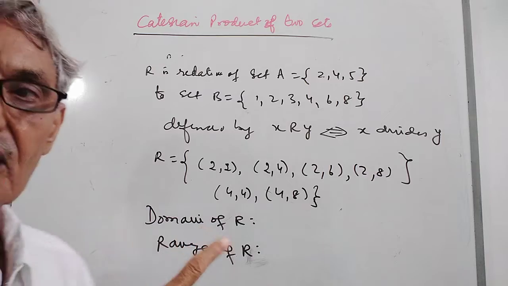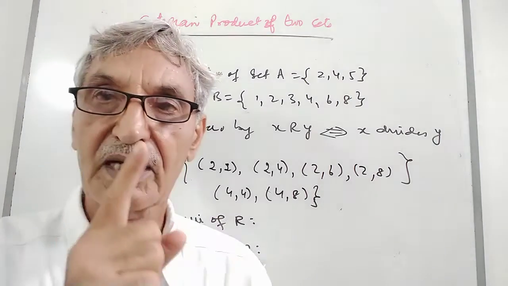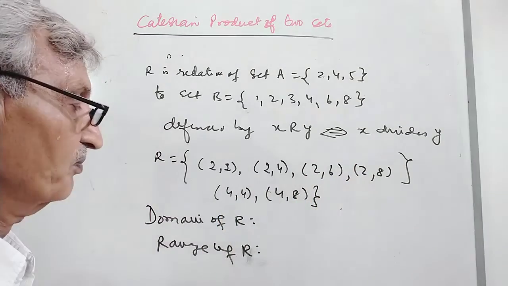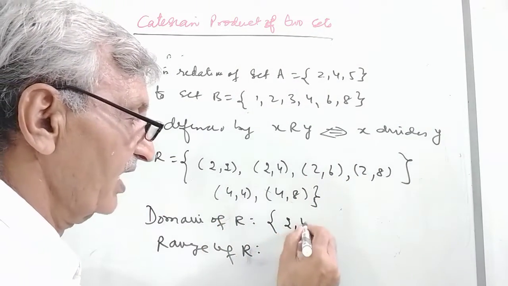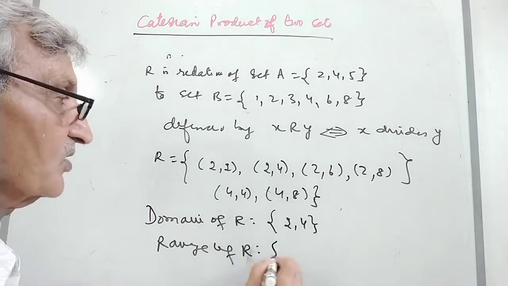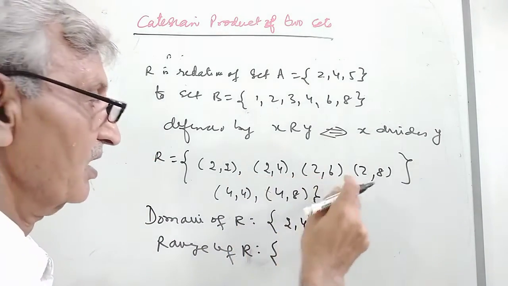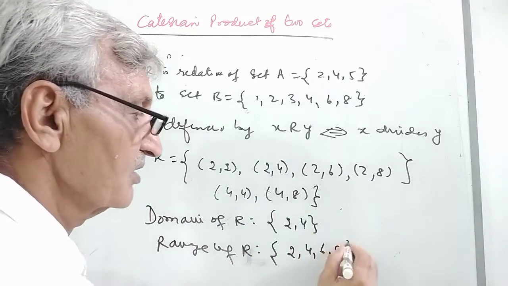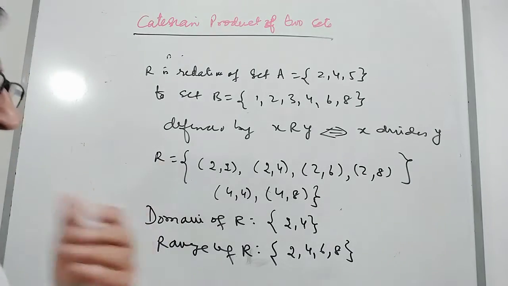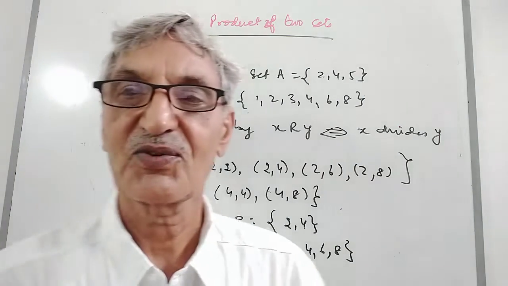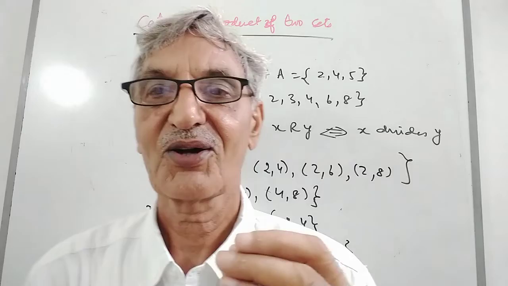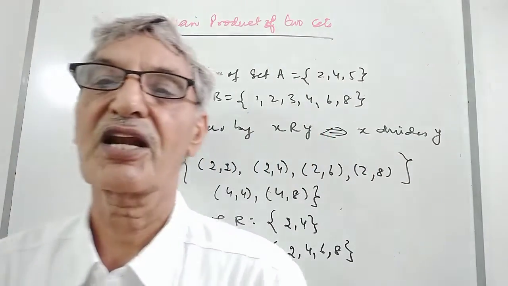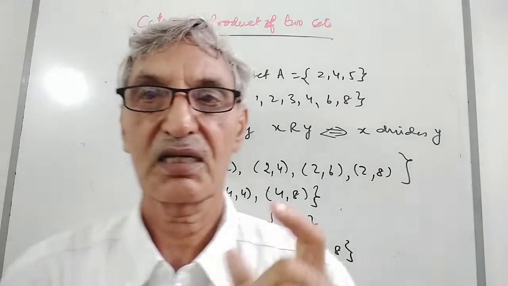Domain of R is जो हमारा पहली एंट्री है 2 2 2 2 4 4. तो बार बार तो लिखेंगे नहीं, तो हम 2 और 4 आए हुए हैं, बस ये होगा. What is the range? Range is equal to 2 4 6 8. जो फर्स्ट एंट्री वाले हैं वो उसका डोमेन होंगे और जो सेकंड वाले होंगे वो उसका रेंज में होंगे. तो हम किसी फंक्शन रिलेशन का डोमेन और रेंज भी निकाल सकते हैं.